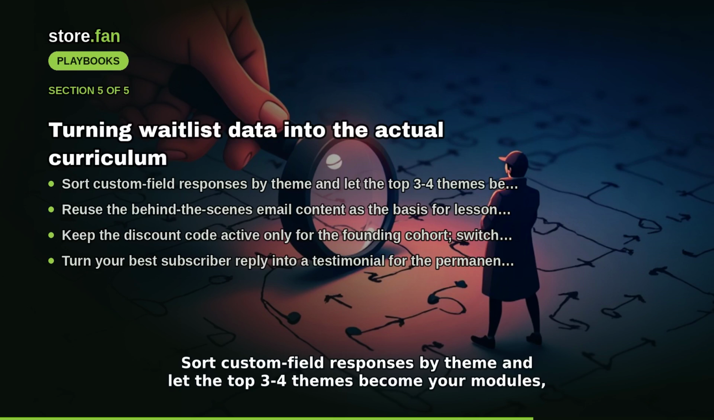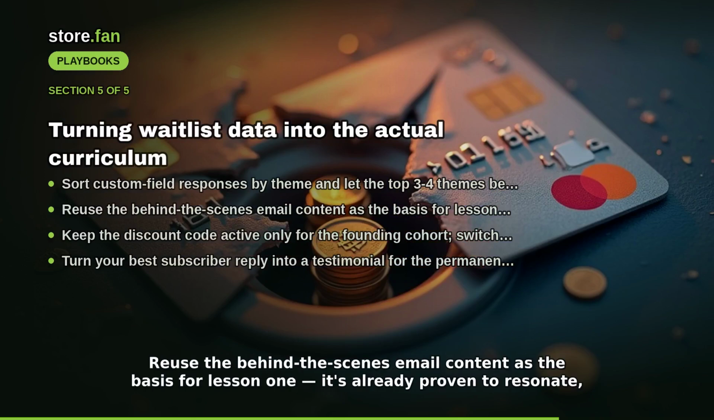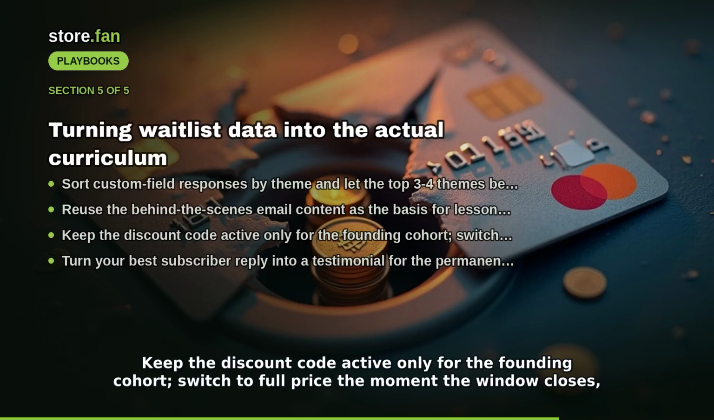Sort custom field responses by theme, and let the top 3–4 themes become your modules. Reuse the behind-the-scenes email content as the basis for Lesson 1. It's already proven to resonate. Keep the discount code active only for the founding cohort. Switch to full price the moment the window closes.